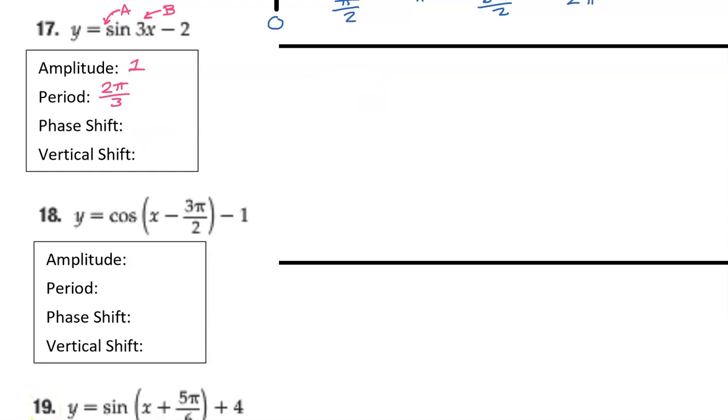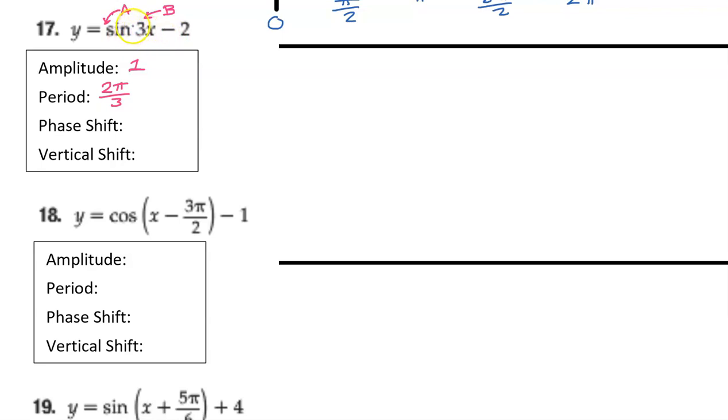Time to talk about the phase shift. The phase shift is a number that's being subtracted from the x value inside of parentheses. So if I had parentheses right here, the phase shift would be 2. However, there are no parentheses. That means that this minus 2 is not inside the function at all.